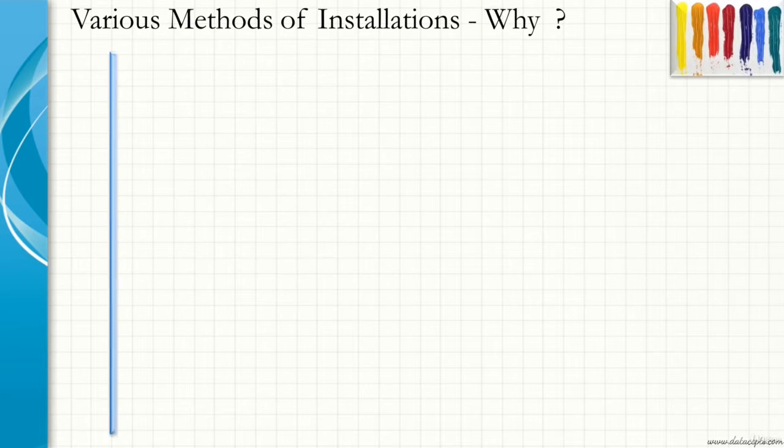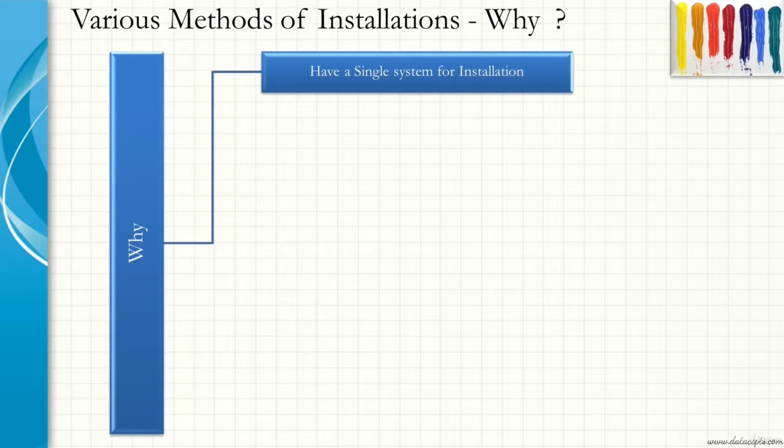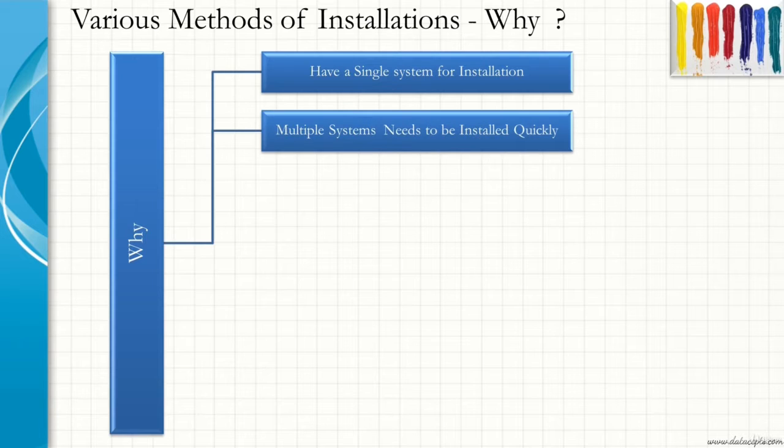Here is the answer. If we have a single system for installation, this is just like an individual computer or a desktop for a home user, or for that matter a single node that is required for a small office. Multiple systems need to be installed quickly. If Linux needs to be installed on thousands of workstations in an organization that may be identical or with different vendor specific Linux installations for various departments, then such a requirement arises.